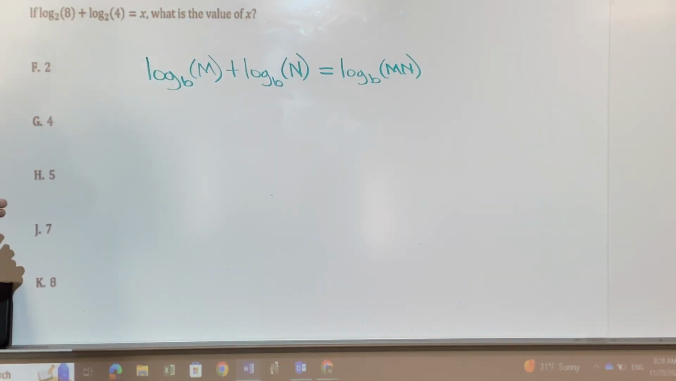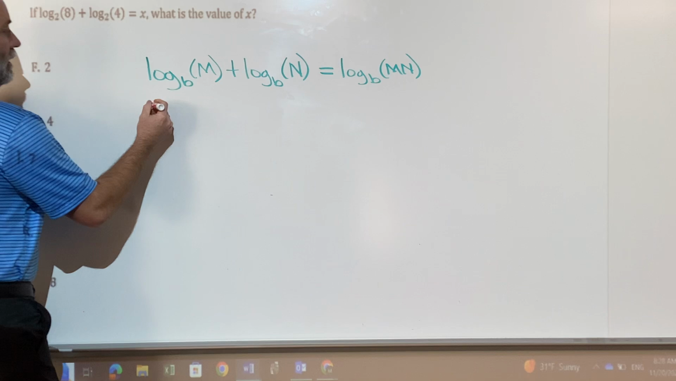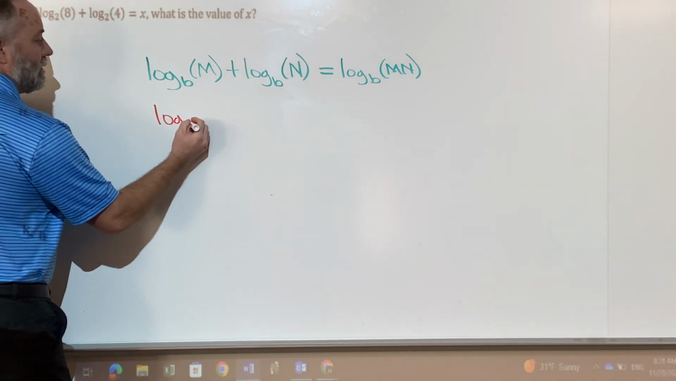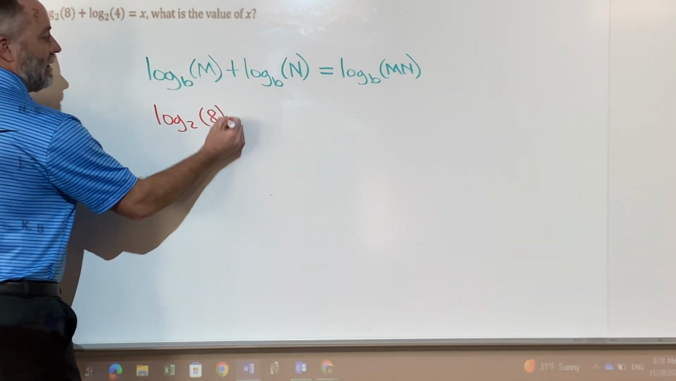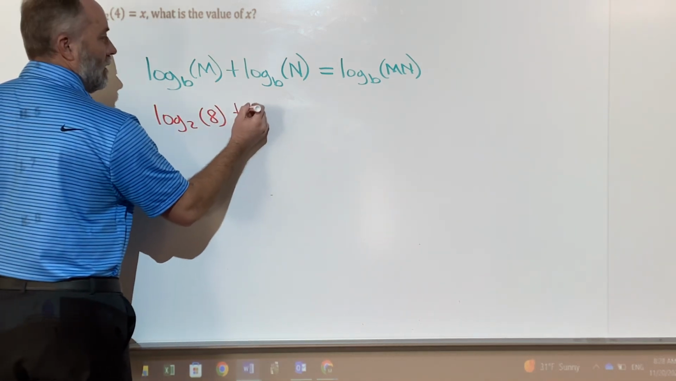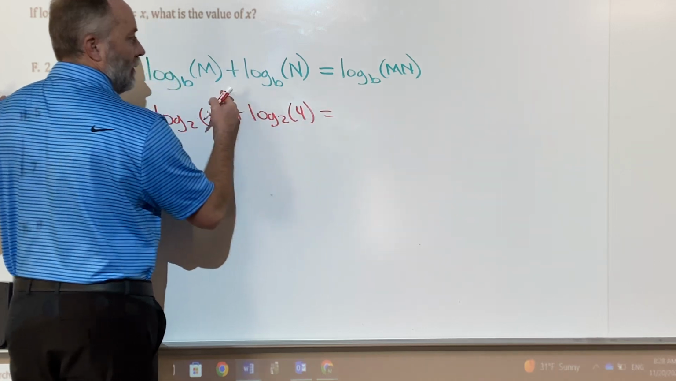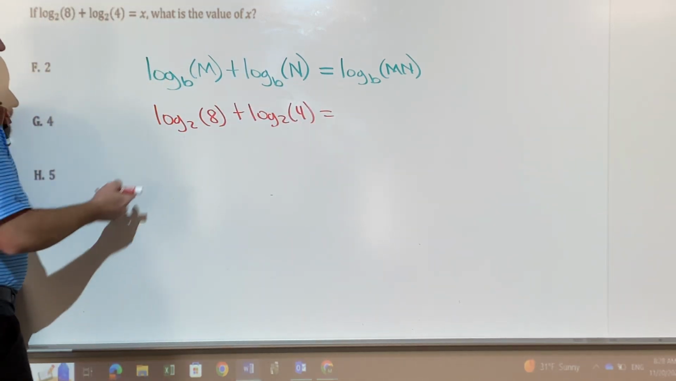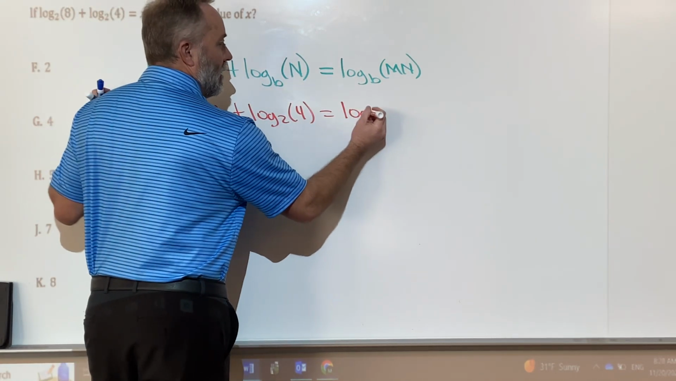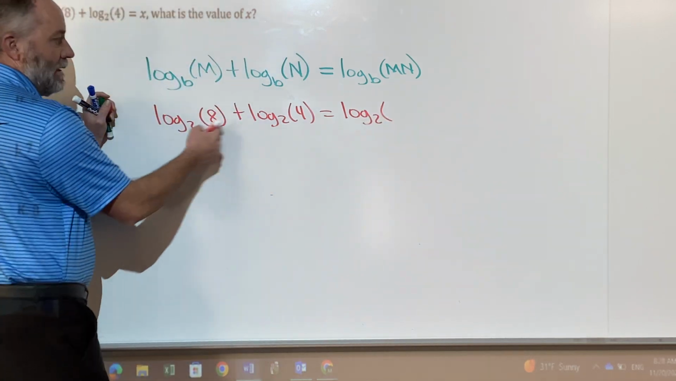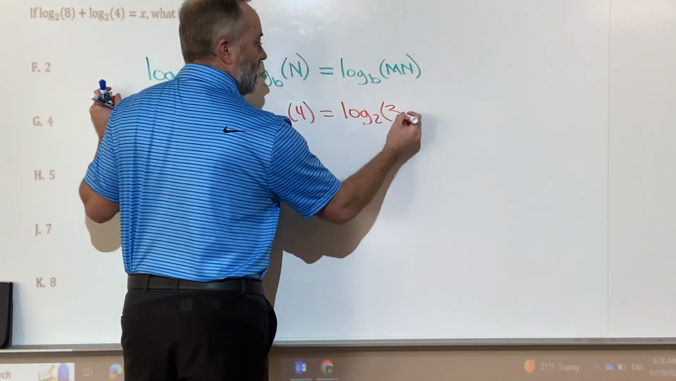Okay, so let's apply that to what we have in the question. We have log base 2 of 8 plus log base 2 of 4. From the product property above, we can just say that that equals log base 2 of 8 times 4, which is 32.